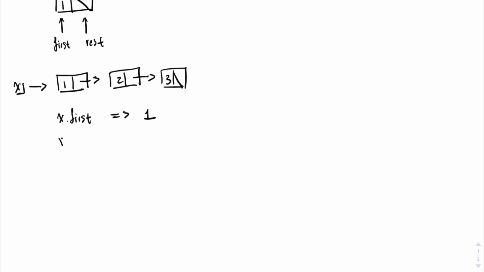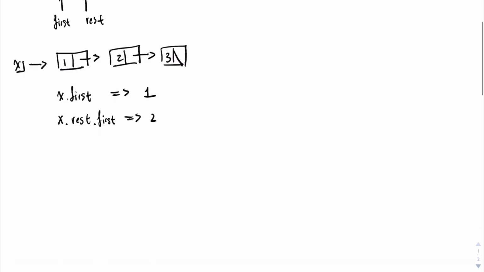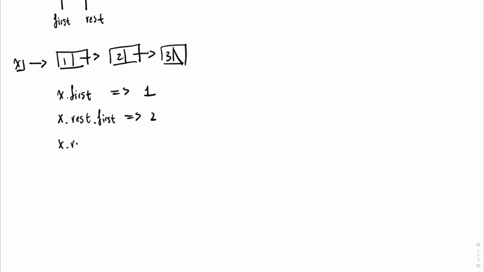If we call x.rest, this will be a pointer towards the sublinked list 2 and 3. And if we call x.rest.first, we will get the first element of the sublinked list, which is 2. Likewise, we can call x.rest.rest.first, which will give us 3.